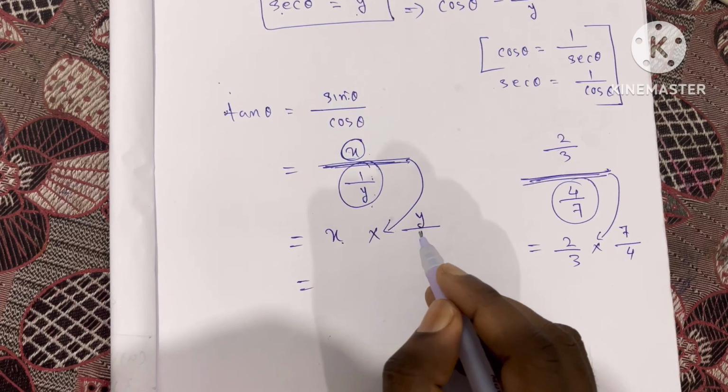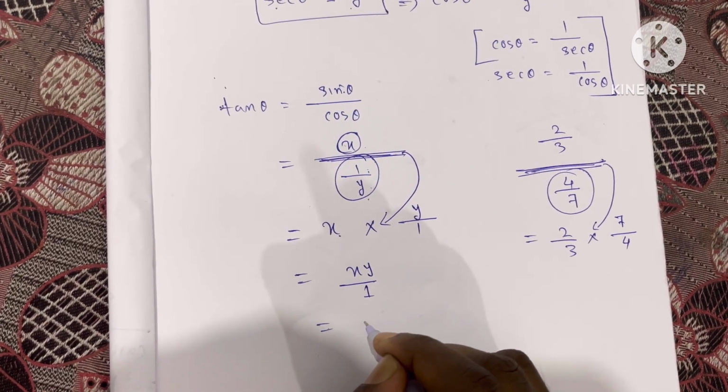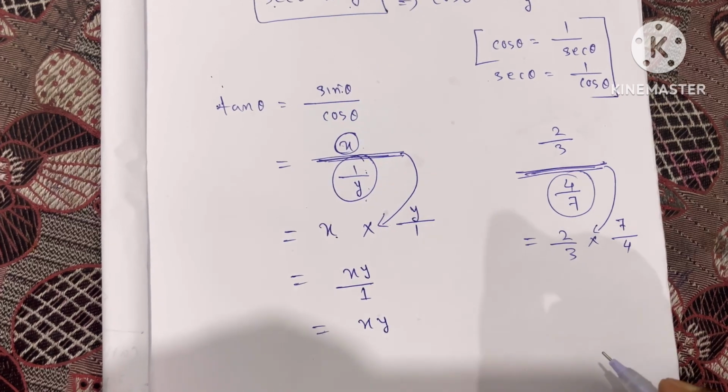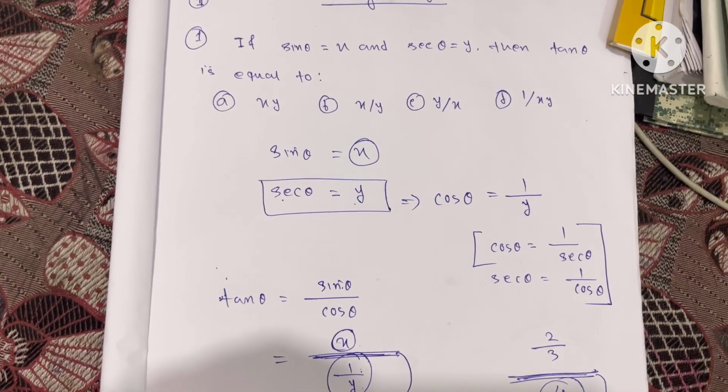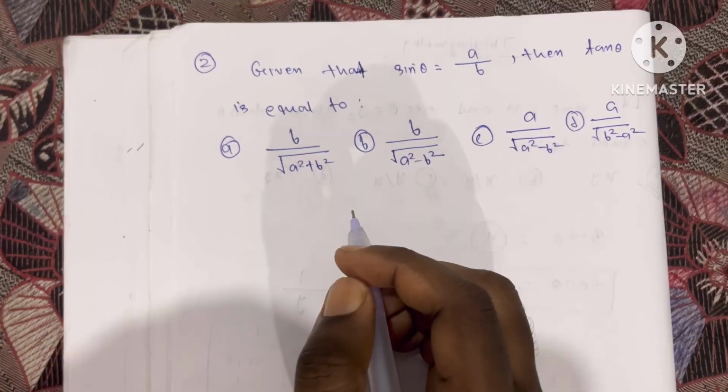So we simplify. x into y by 1 means xy by 1. Anything divided by 1 remains the same, so this is the answer. So which option is correct? Option A. Okay.